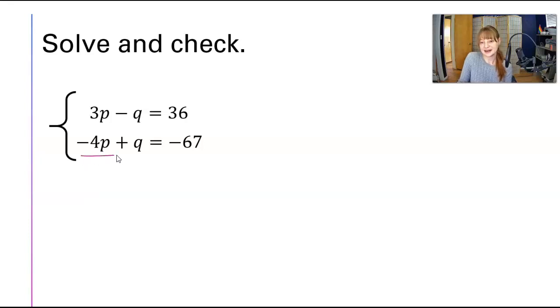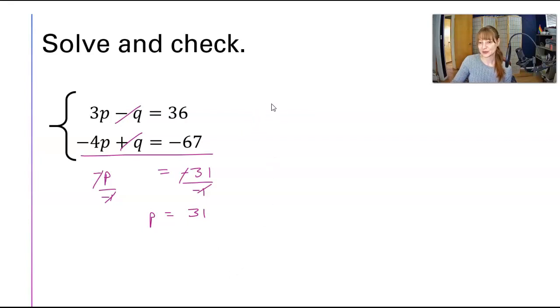I think elimination makes a lot of sense here because these q's are going to cancel when we add them straight down. So if we use elimination, 3p minus 4p, so 3 minus 4 is -1p, equals 36 minus 67. Put that in my calculator, I get -31. Divide both sides by -1. Those negatives cancel, and I get p equals 31. Pretty easy.